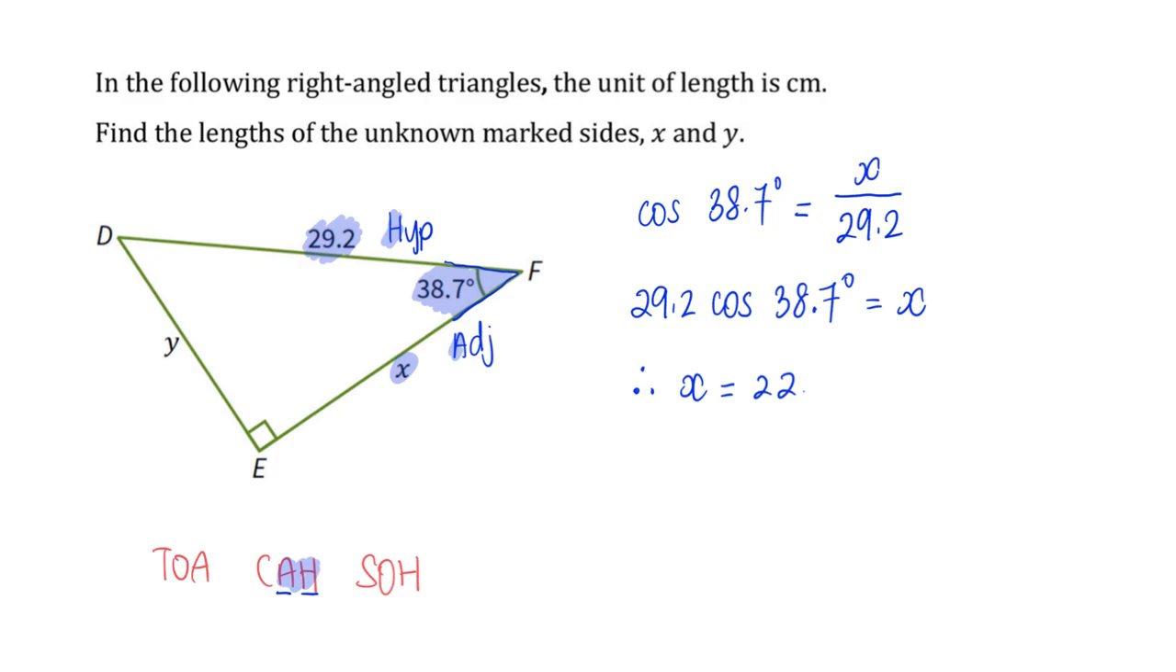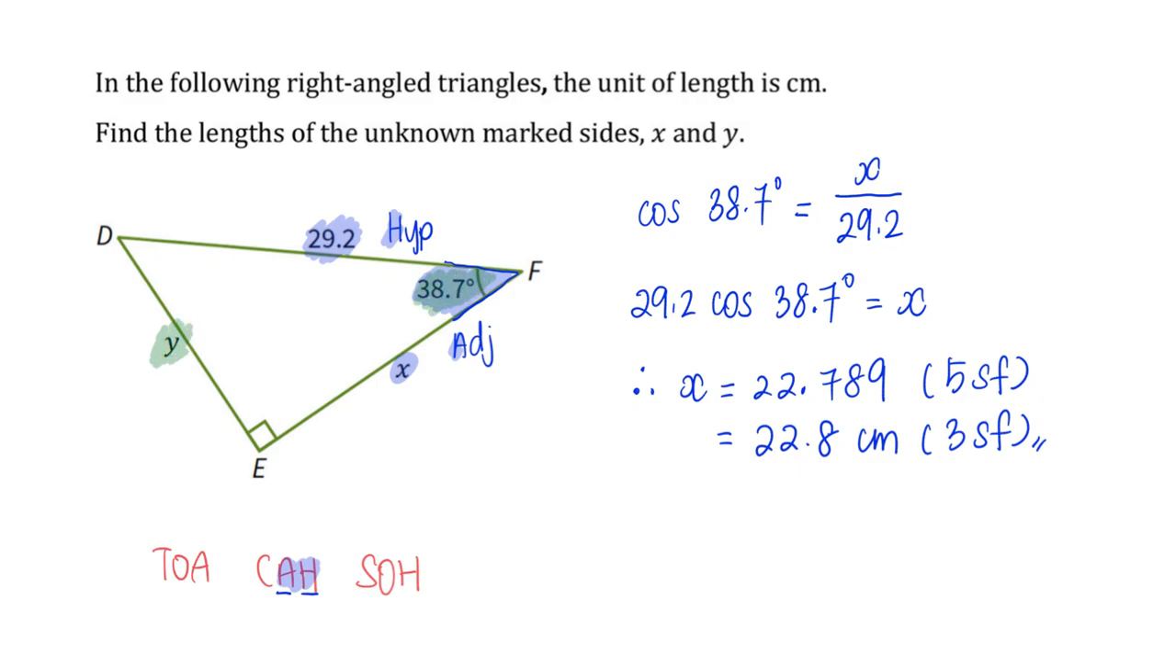So therefore, my x, after I key into my calculator, I first give about 5 to 6 significant figures, in this case 7, 8, 9. Final answer, 22.8 cm to 3 SF, 3 significant figures. And then, moving on to my y. Okay, using back the same angle, my y will be my opposite side. I'm going to use the hypo also because hypo is given.